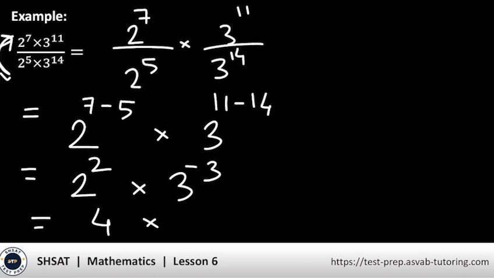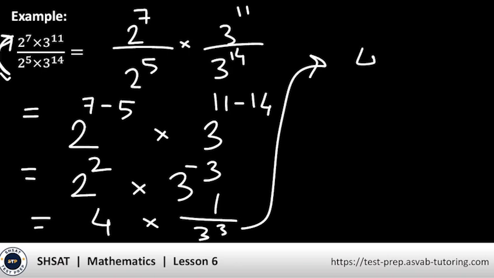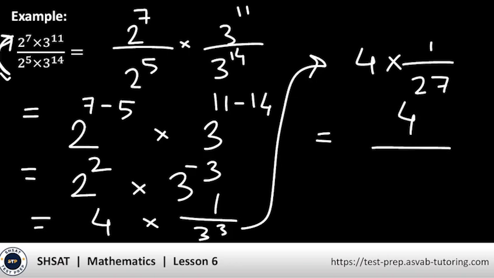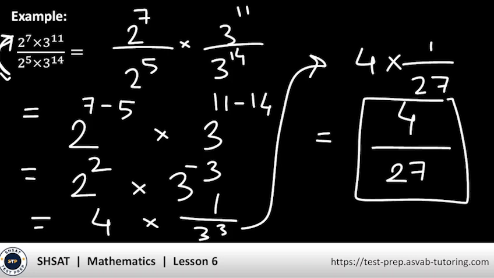And 3 to the power minus 3 is exactly what the previous question said, which was what? 1 over 3 cubed. I'm putting it to the right side now. So that's 4 times 1 over 3 cubed, which is 27. And if you solve this, it's just going to be 4 times 1, which is 4 over 27. That is my final answer. Okay? So far, so good.